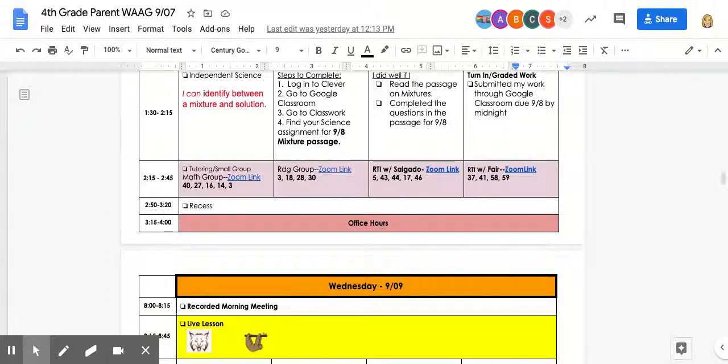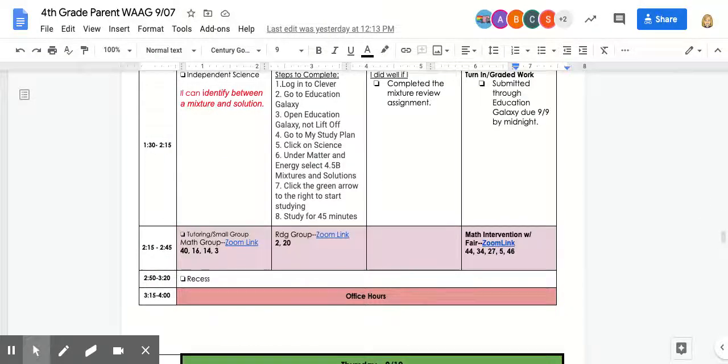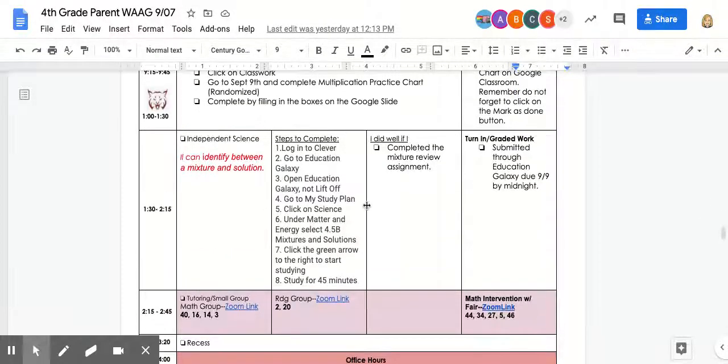I know when we were looking at Wednesday yesterday, Education Galaxy, some of you did not get on and do your science lesson in Education Galaxy yesterday because you didn't look at the WAG. The WAG tells you step by step. Go to My Study Plan, not the quiz, My Study Plan. Miss Slack was very specific about what she wanted you to do on Education Galaxy.